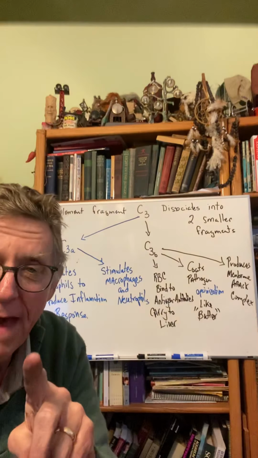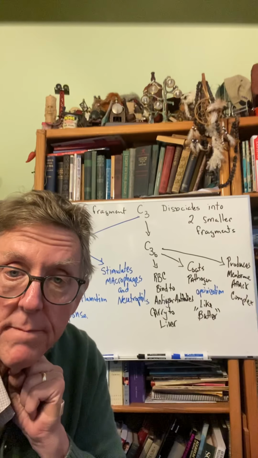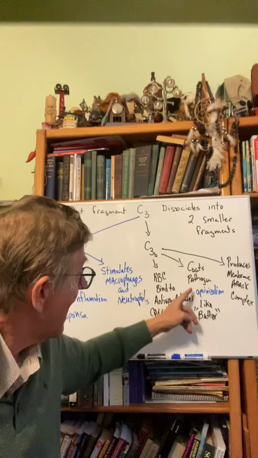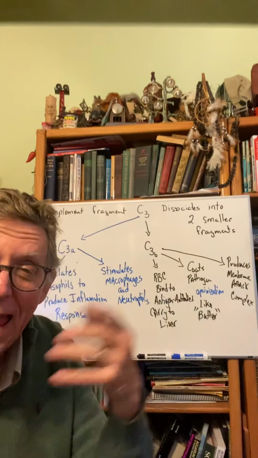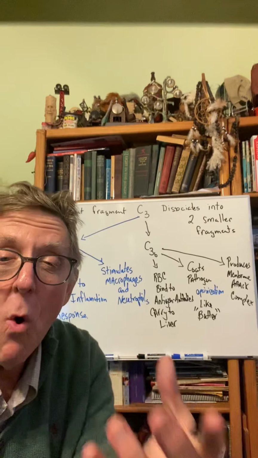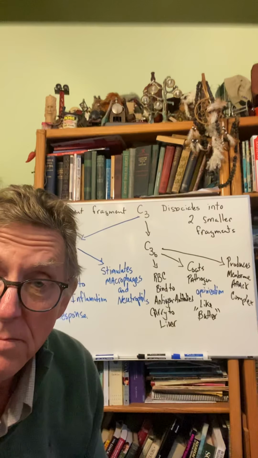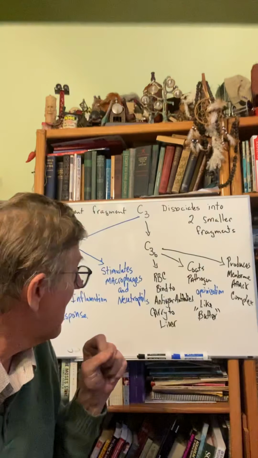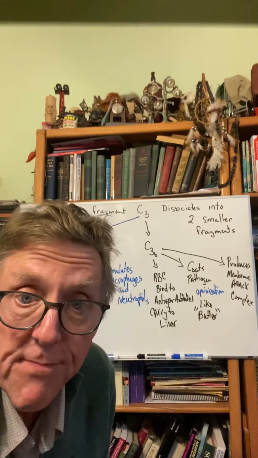The second effect is it makes the pathogen look yummy. The term we use for that is called opsonization. It coats the pathogen like it's butter, and it makes it even more tasty to those macrophages. So we call this opsonization, and so that is a result of the C3b fragment.